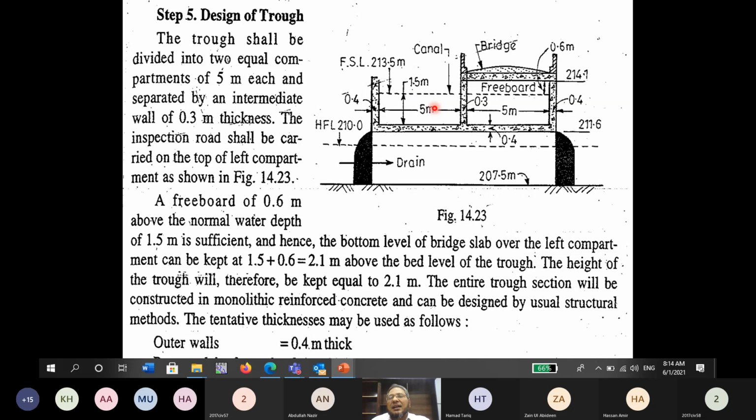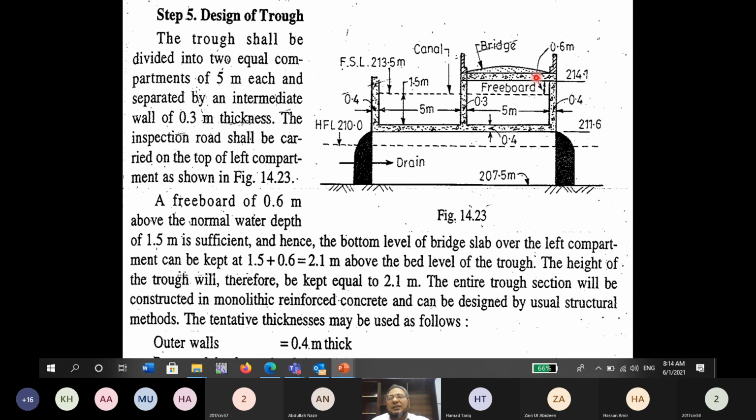The reason is that for any 5 meter, we can provide a bridge for the road. And you know, the depth of flow in the trough, as you remember, was 1.5 meter. So it is the 1.5 meter and the 0.6 meter we will leave as free board. So the total depth would be 2.1 meter of this trough under this slab.